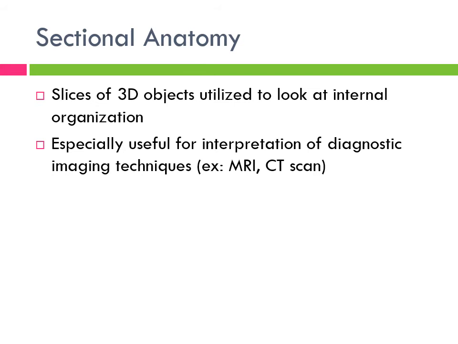We can also use sectional anatomy. Sectional anatomy is looking at the internal organization of the body for three-dimensional objects. We use this with MRIs and CT scans. We can see the front and we can see the back, but we can't see anything in between. So that's what the MRI and the CT scan does, it looks at everything that's happening in between the front and the back of the body.